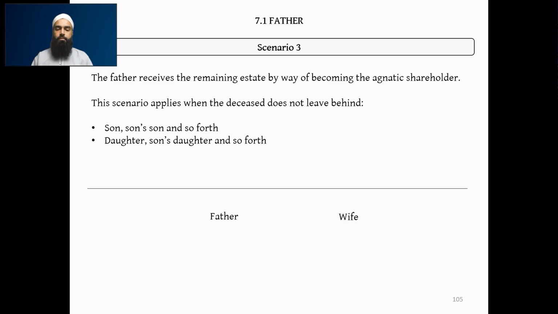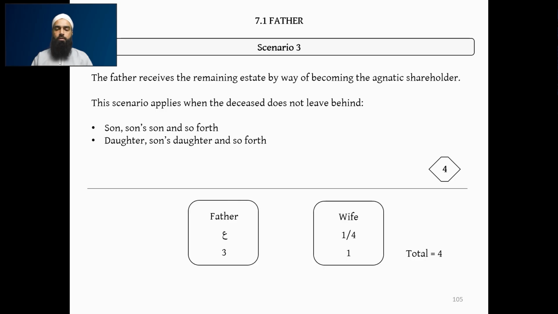Now, to reveal the answer, because there are no children, the wife receives a quarter, and the father receives the remaining, because there are no descendants. So in this scenario, we only have one fraction, the quarter, so we make the divisor out of 4. We give the wife her 1/4 share out of 4, which is 1, and we give the remaining, which is 3, to the father, and we add it up. 3 plus 1 equals 4. The total is all good. So these are the scenarios for the father. Now, just to do some questions.